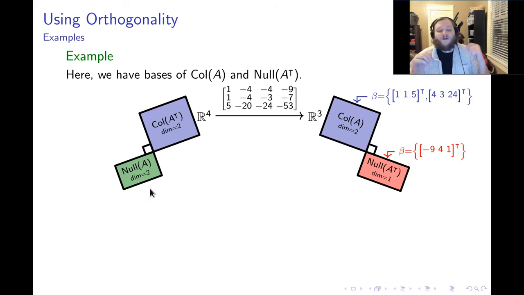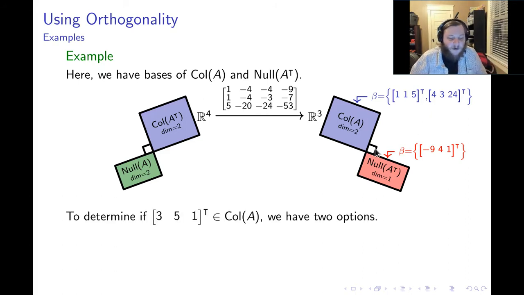The question now is, how does knowing that these little orthogonal signs are added into the figure actually help me with any sort of problem? Well, let's think about the problem of testing whether or not the vector (3, 5, 1) is in the column space. So how might we solve this problem traditionally?